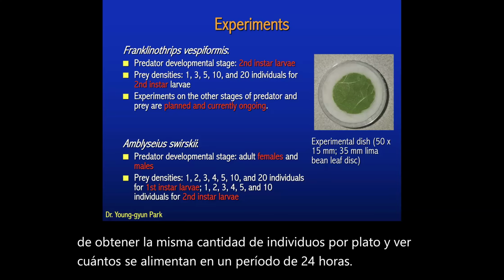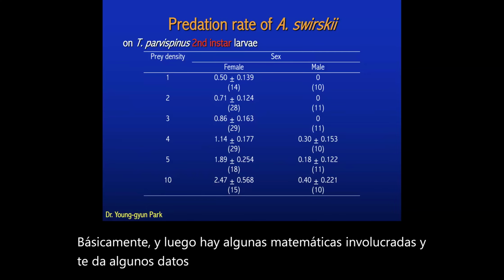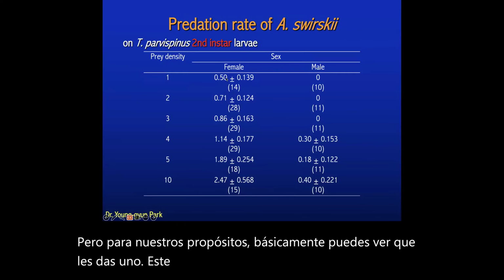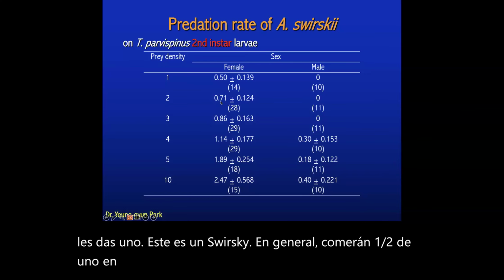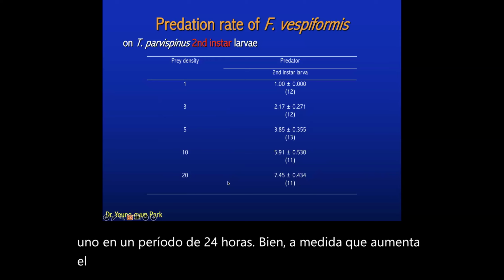Basically, and then there's some math involved, and it gives you some data as far as the feeding curve. But for our purposes, basically, you can see that you give them one. This is a Swirskii. In general, they'll eat half of one in a 24-hour period. Okay. As you increase the number, they obviously increase the numbers that they feed on.